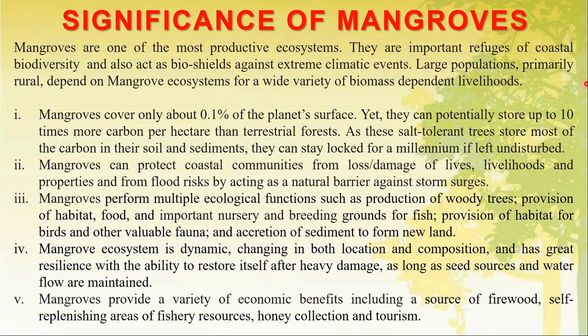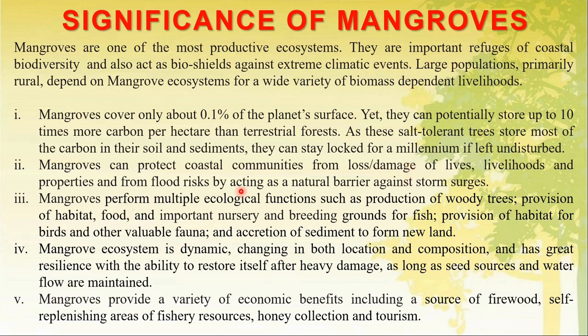Secondly, mangroves can protect coastal communities, as we already discussed, from loss or damage of lives, livelihoods and properties, and from flood risk by acting as a natural barrier against storm surges. So we have discussed that the mangrove acts as a bioshield against extreme climate events.